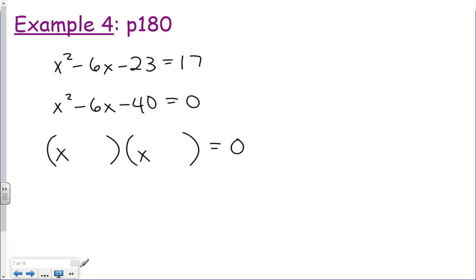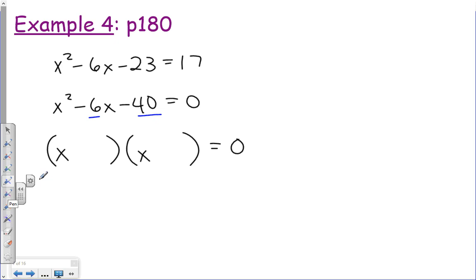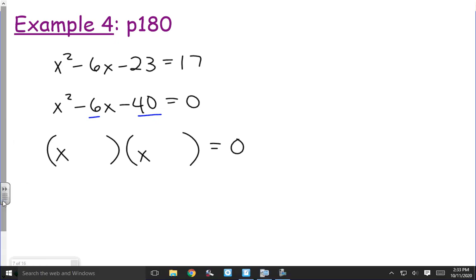And then for the constant part of this, I need two numbers whose product is going to give me a negative 40, but whose sum is going to give me a negative 6. So I'm looking at these other two terms here to help me come up with what's got to go in the last spot here. So I need two numbers whose product is going to give me 40. So there's several factors of 40. 1 and 40, actually we could write these out.